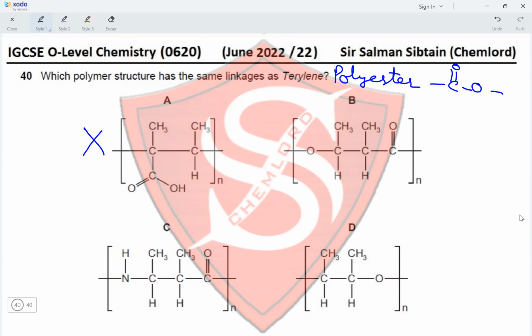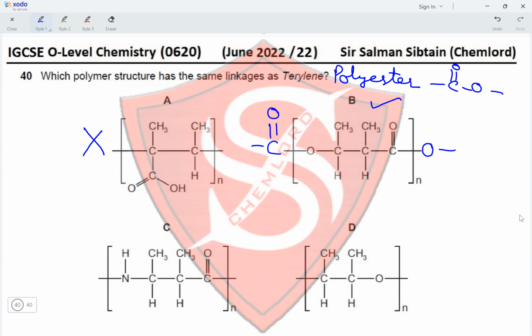In B, we have got O at one end and C double bond O at the other end. But if we continue with the repeat unit, we would have an O attached here and the rest of the repeat unit would continue. Similarly, the previous repeat unit would have a C double bond O ending from where the given repeat unit begins. So the ester bond is present. So this is a polyester.